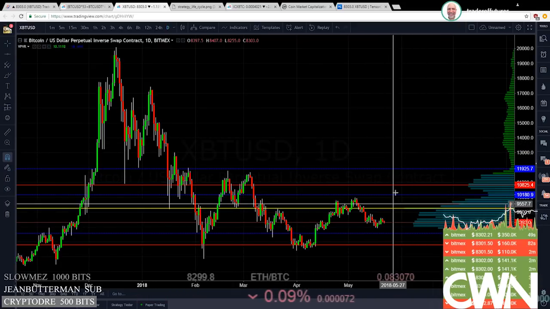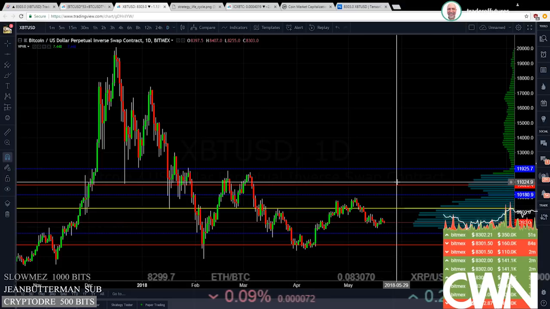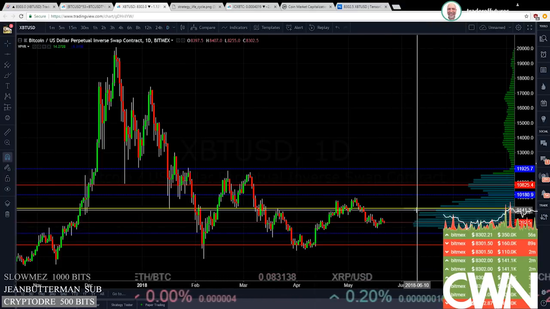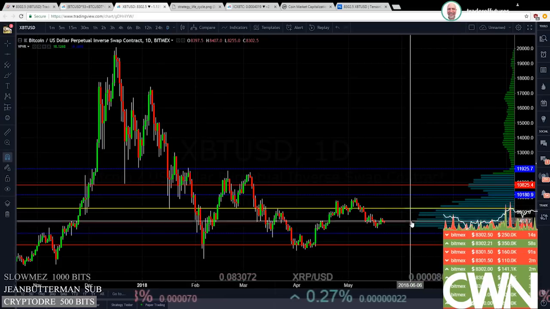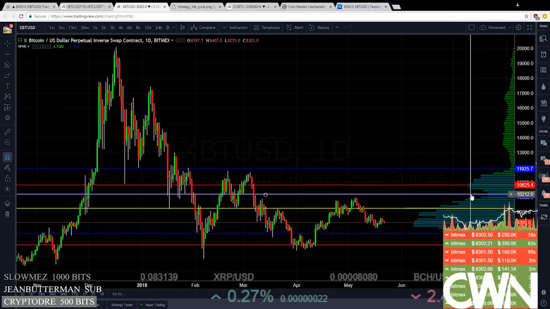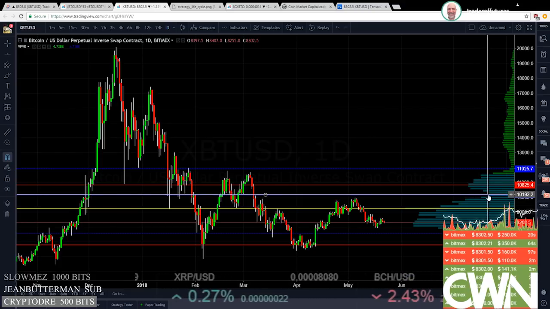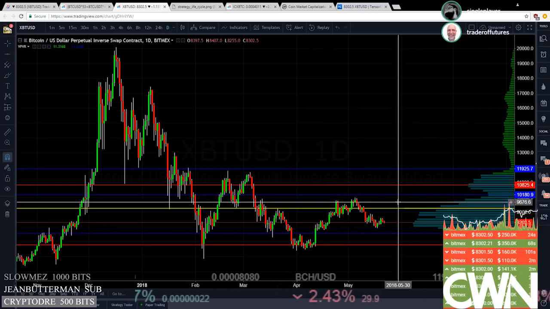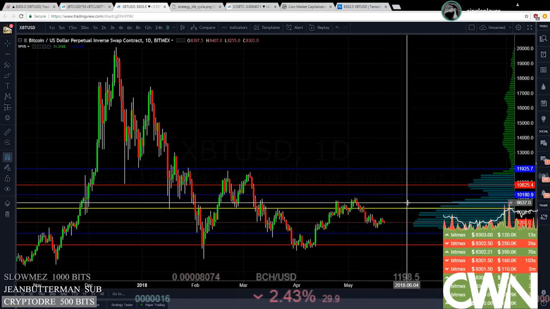You can almost think of this structure like a 3D landscape, and these high value nodes are like quicksand or big rocky hills, and then low volume nodes, or volume wells, are like flat plains where you can just really scoot. The price just soars through that level is what you're saying, correct?